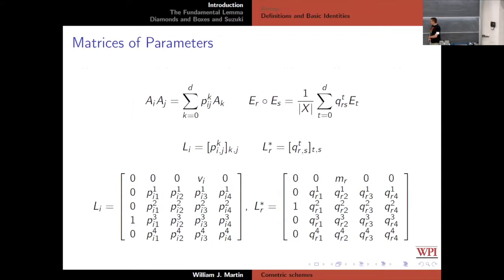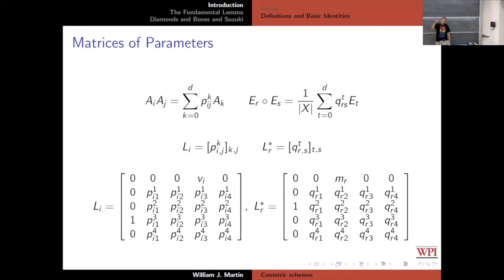I want to think about these matrices of parameters. If you fix i, j, or k, let's fix i, and look at p^i_{jk}, where the k index is the row and the j index is the column, it's called the ith intersection matrix. Really, the Krein matrix L_r star has all of the Krein parameters q^t_{rs} in row t, column s. This is the matrix I'm going to spend a lot of time on today. So I want you to think about how that matrix is built.